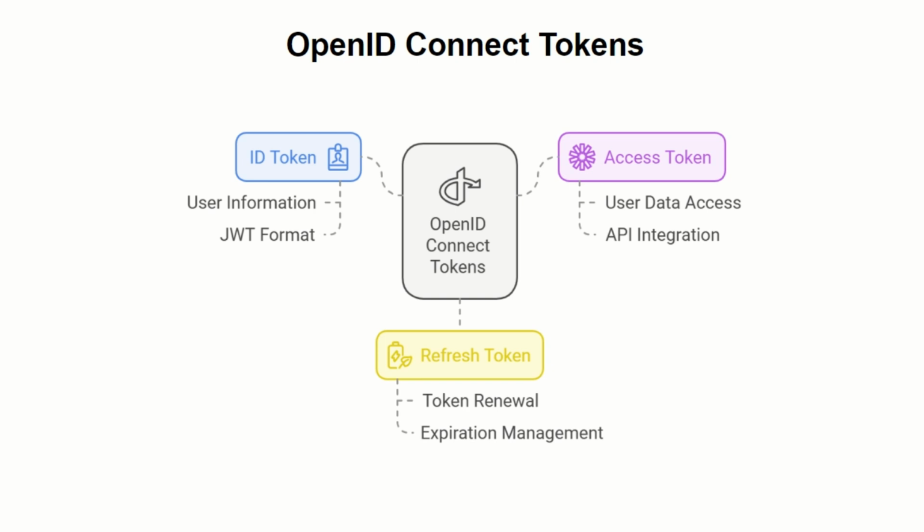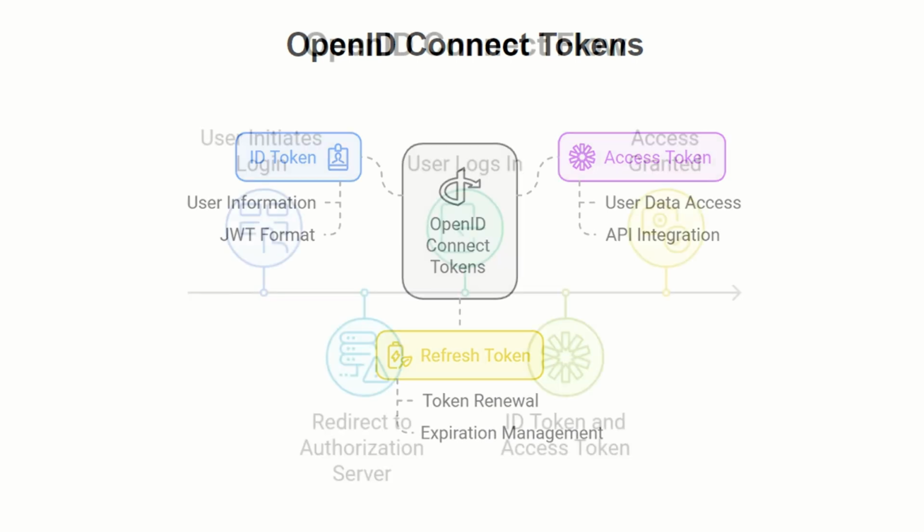Then the OpenID Connect tokens are: the ID token, which contains information about the user like name, email, etc. in JWT format, a secure, compact token that can be easily passed between systems; the access token, which is used to access the user's data, fetch the user profile, email, or something like that, and can be used in conjunction with APIs; and the refresh token, which is used to obtain a new access token when the current one has expired.